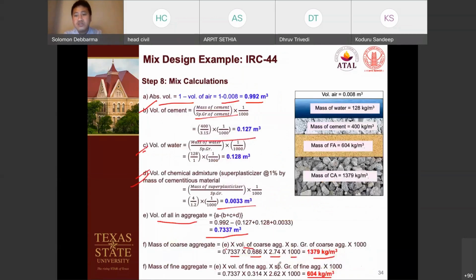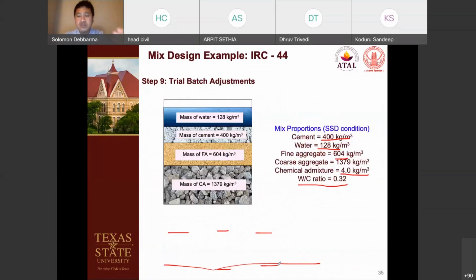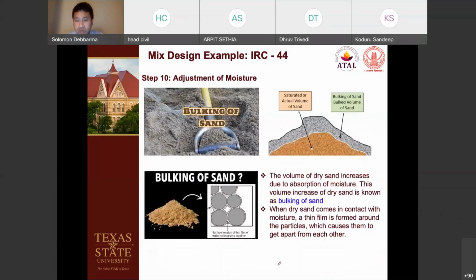But this is only based on the surface saturated dry state. But we need to provide a mixture based on the dry state, right? So the last step is we need to make some adjustment of moisture. There is a term called bulking of sand. So what is this bulking of sand actually? What happens is that in the presence of moisture, the volume of dry sand increases.